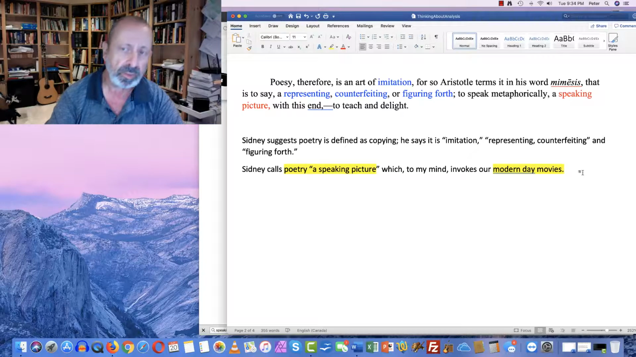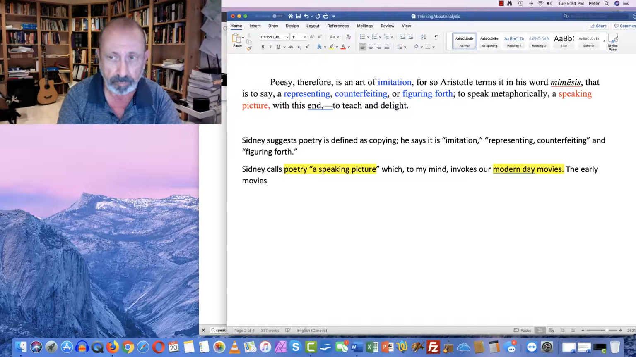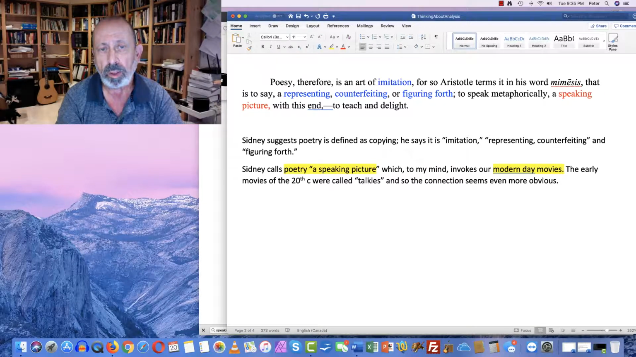In the name of transparency, I might want to add one other sentence to make sure that my reader is perfectly clear what I'm talking about. So you could say something like, the early movies of the 20th century were called talkies. And so the connection seems even more obvious. So make sure you anchor your claims in the text and make sure you paraphrase and explain how you arrived at your interpretation. These are some of the key points of analysis.